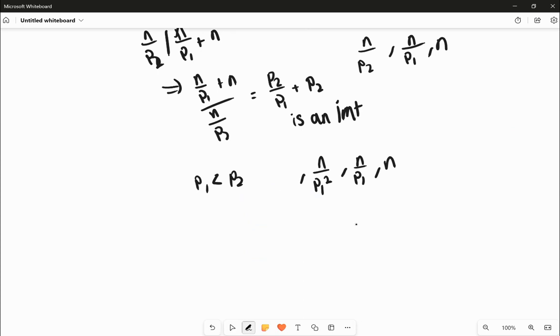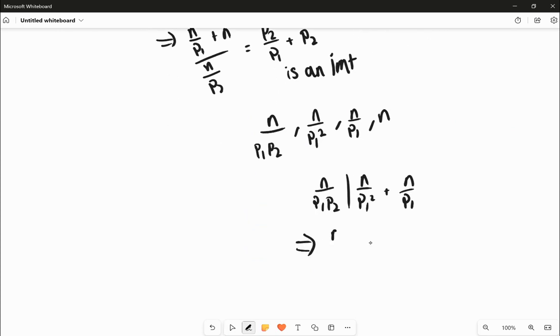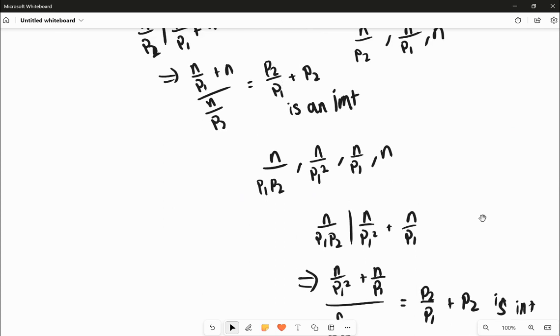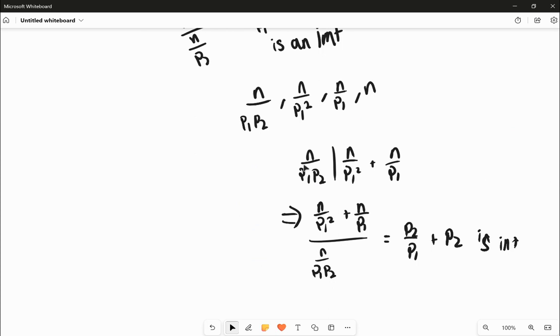So hence the next one here, we want to see what happens if it is n over p1 p2. Then we'd have n over p1 p2 divides n over p1 squared plus n over p1. And that would mean that n over p1 squared plus n over p1, over n over p1 p2, which is equal to p2 over p1 plus p2, is an integer. Notice this? It's right here, and that implies that p2 equals p1, which can't happen. So this case here can't happen.